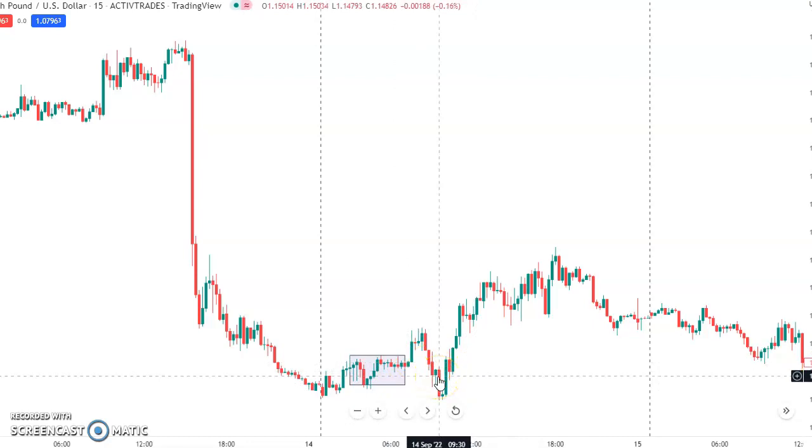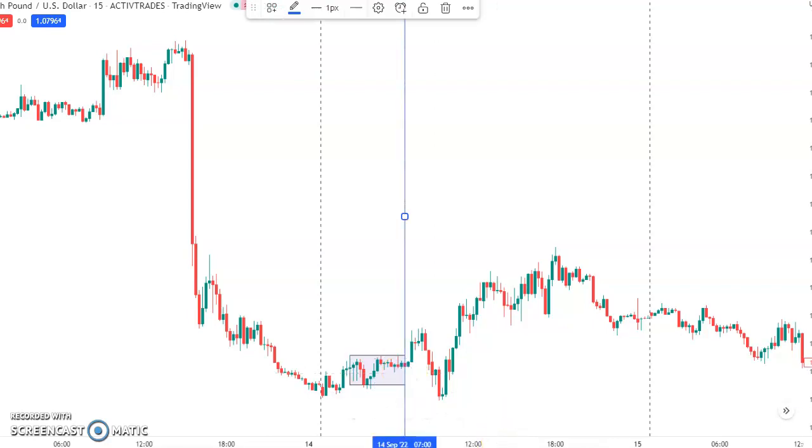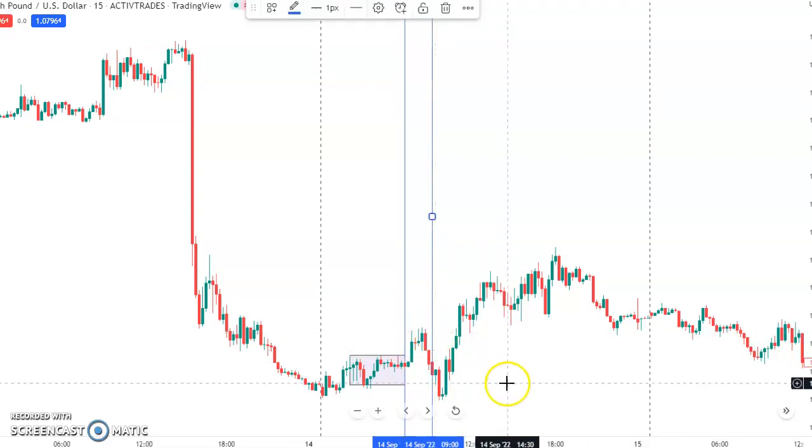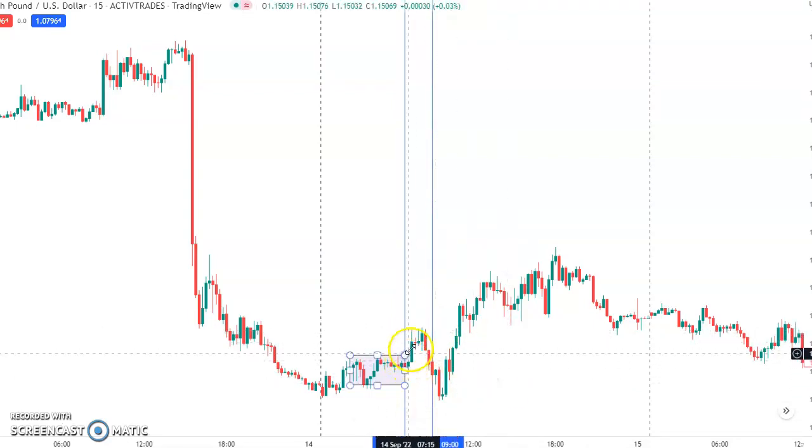is to identify the Judas swing, right? So the Judas swing normally happens between 7 a.m. up to 9 a.m. So from 7 a.m. up to 9 a.m. The false move, right? The false move was significantly bearish.